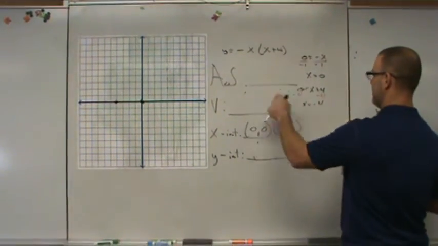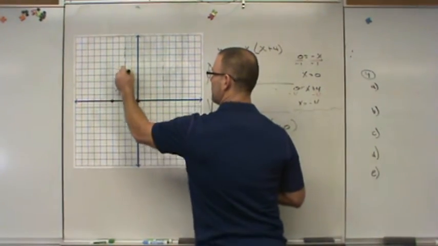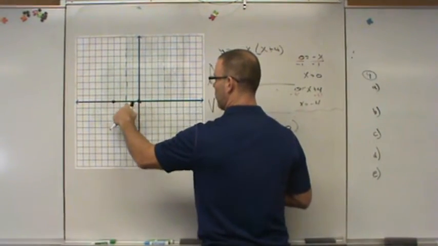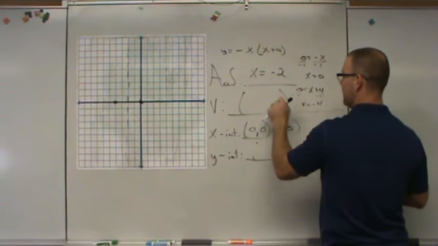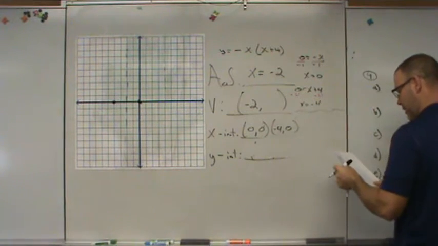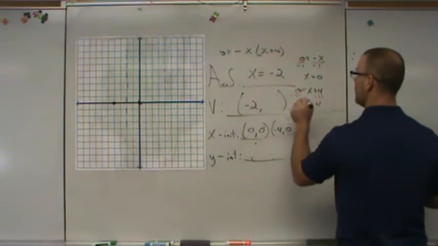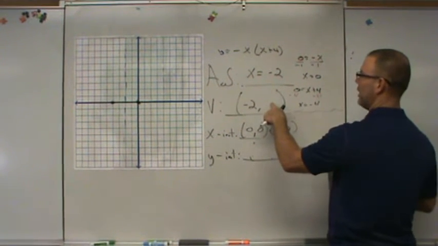So I need to find that vertex. How do I determine that? Well, halfway in between. So it's going to be at what? Negative 1, negative 2. X equals negative 2. If my axis of symmetry is negative 2, my x value, my vertex, is negative 2. So now I just need to plot the y portion, and I know where my vertex is.